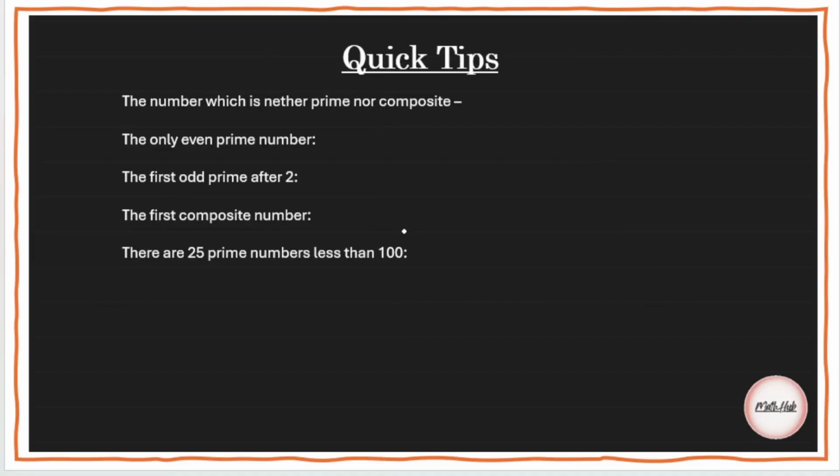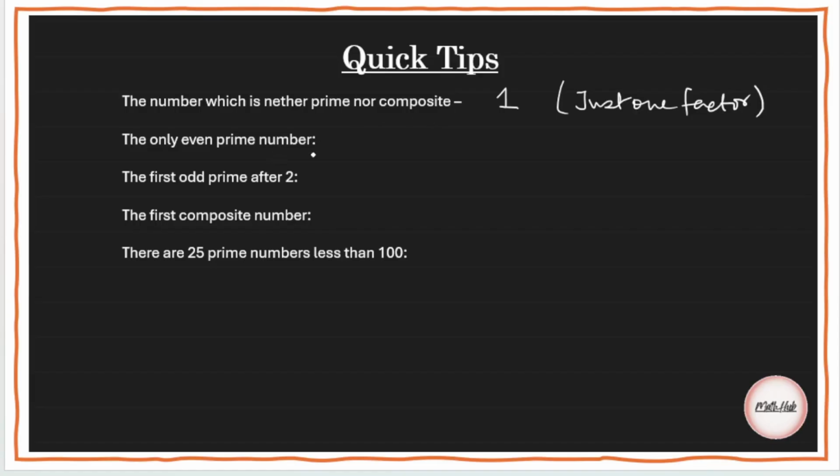Let's learn some quick tips about these prime numbers and composite numbers. Which is the number which is neither prime nor composite? 1. Because prime numbers have two factors, composite numbers have more than two factors, but 1 has just one factor. And what is that factor? Of course, 1 itself. Correct? So 1 comes neither in the category of prime nor in the category of composite.